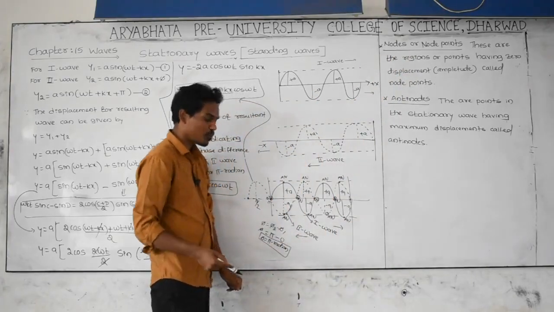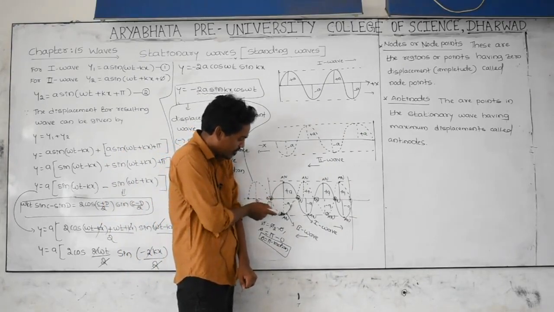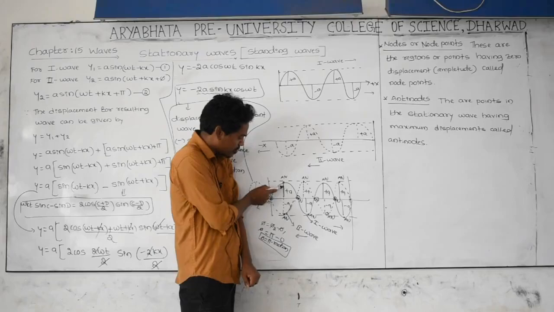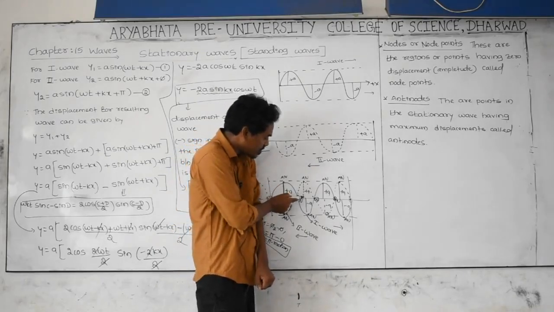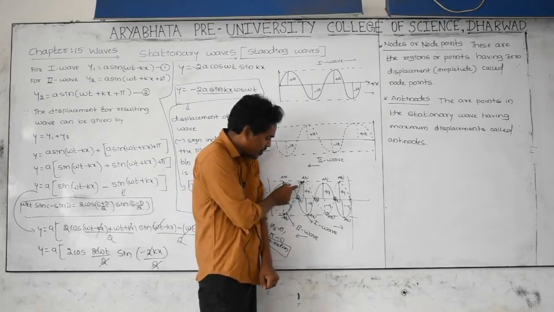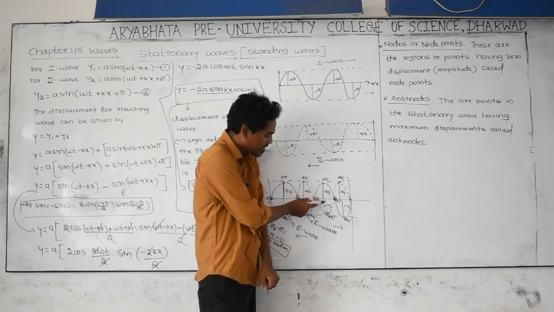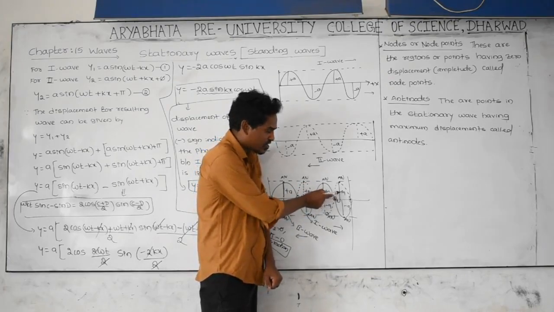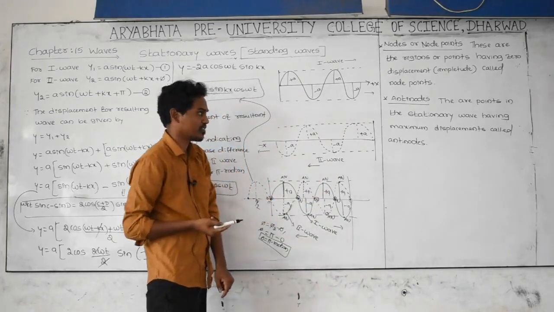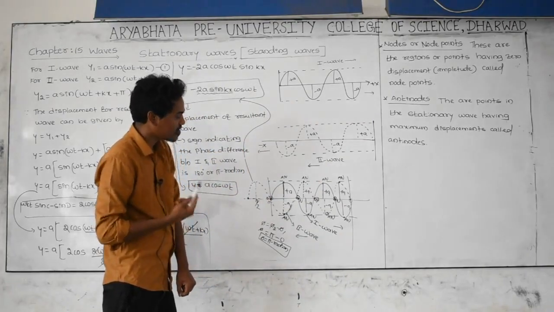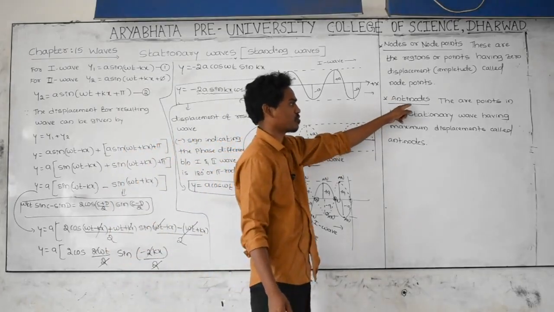Except node points, there are some other points. Let us take this point or this point. Here the displacement is not 0. This is maximum displacement. Here the displacement is not 0, and here it is not 0. These points do not indicate zero displacement, which means at those points the displacement is maximum. Those points we are going to call antinodes.